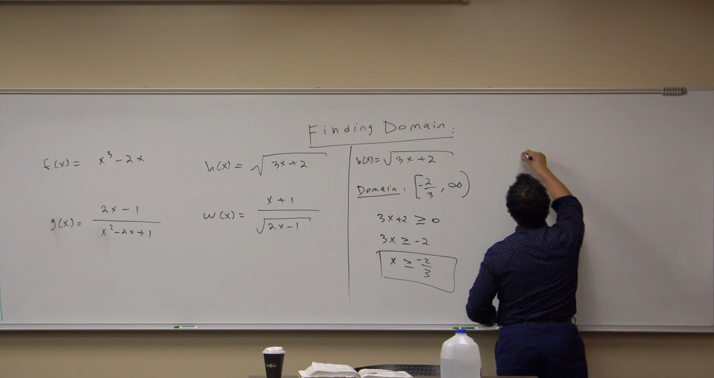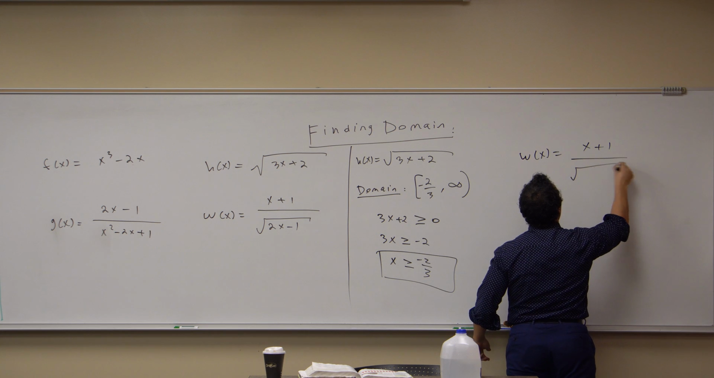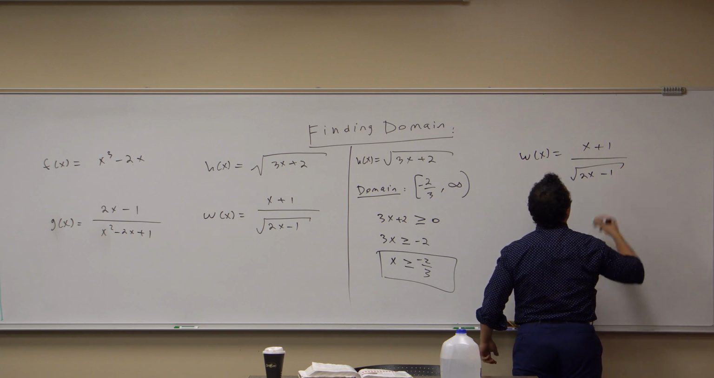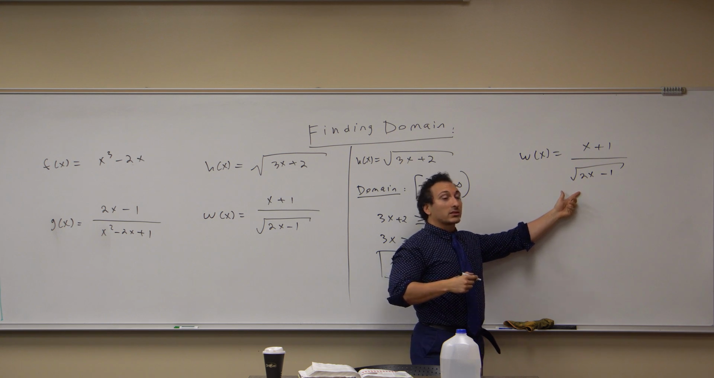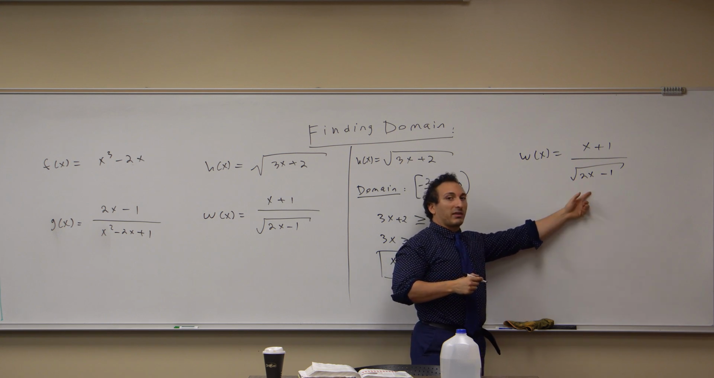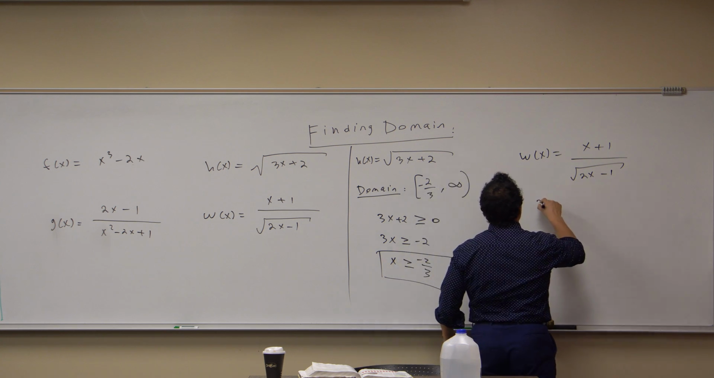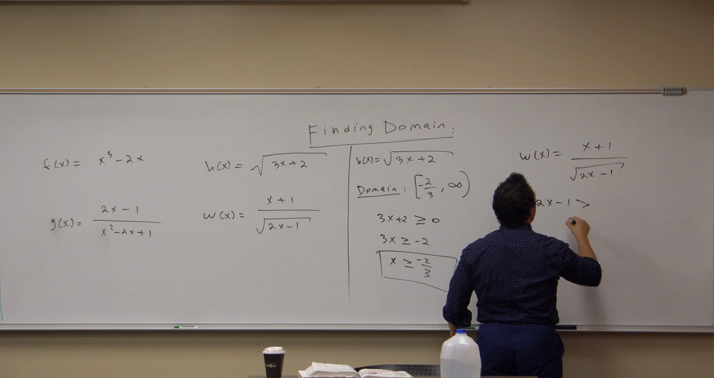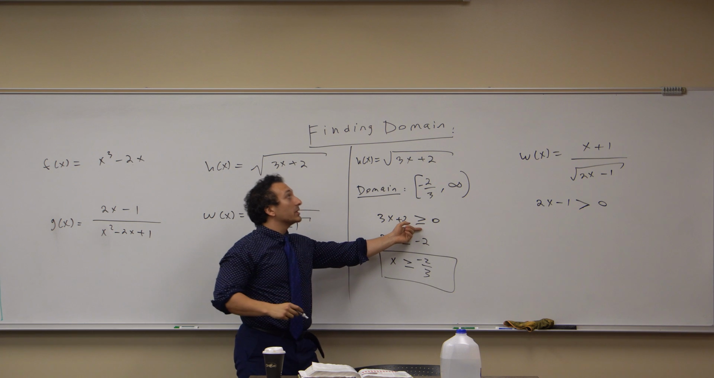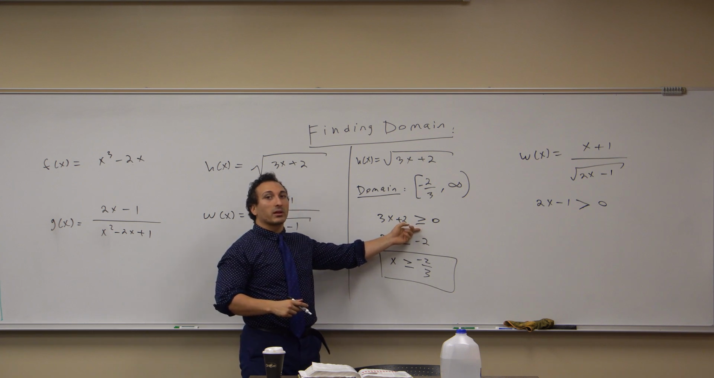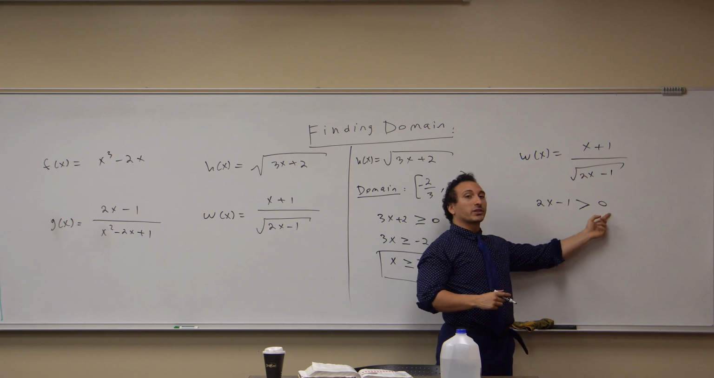Last but not least, let's do w of x. w of x is x plus 1 divided by the square root of 2x minus 1. Notice that in this case, we not only have to worry about taking the square root of a negative number, we also have to worry about dividing by 0. So what's on the inside of this radical has to be strictly greater than 0, unlike h of x, where it was greater than or equal to, because it was okay for it to be 0 there, since it's in the numerator. Here it cannot be 0 because it's in the denominator. So this is strictly greater than 0.